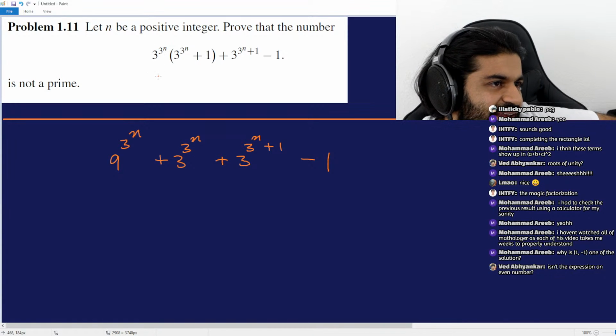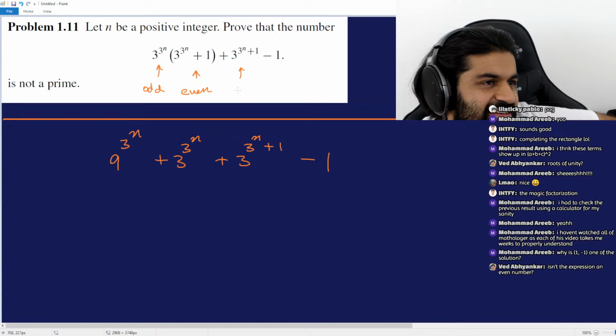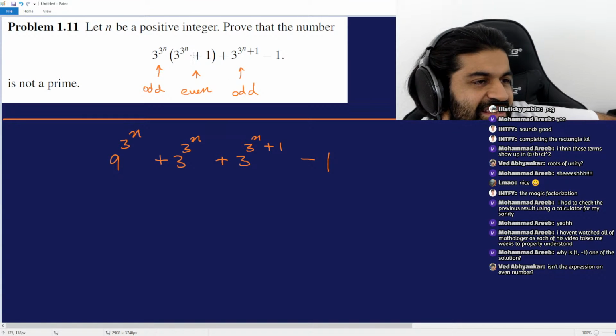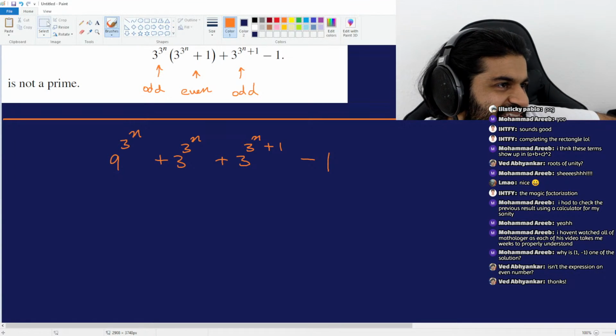So this is odd, right? This is even. And this is, again, odd, right? So odd times even is even. Even plus odd is odd. Wow, that works. Good work.